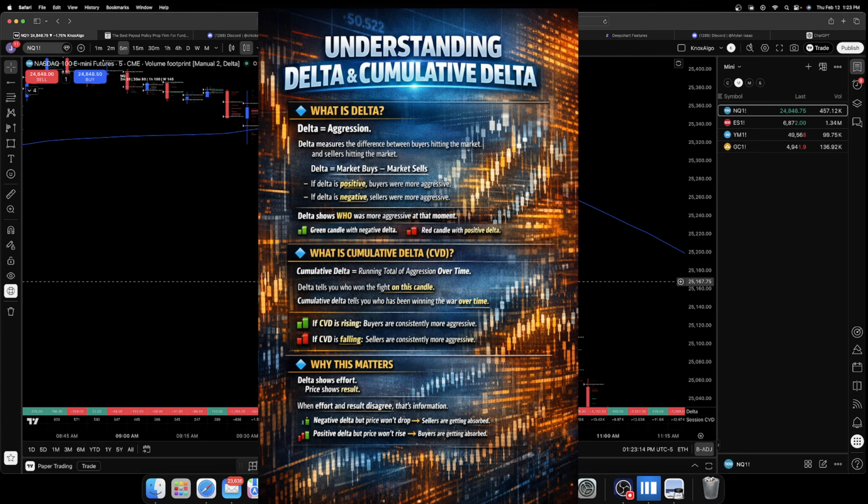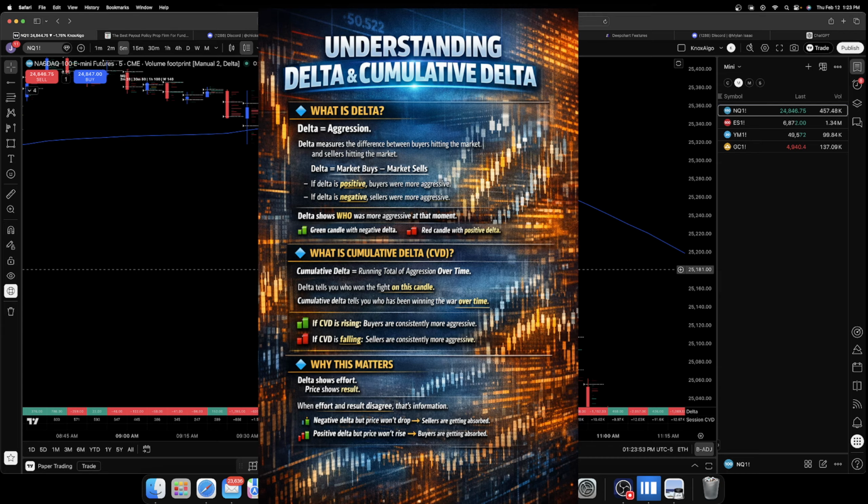So what is a delta? Delta means aggression. It measures the difference between buyers hitting the market and sellers hitting the market. Delta equals market buys minus market sales. If delta is positive, buyers were more aggressive. If delta is negative, sellers were more aggressive. The delta shows who's more aggressive at that moment. For example, a green candle with negative delta, or a red candle with positive delta.